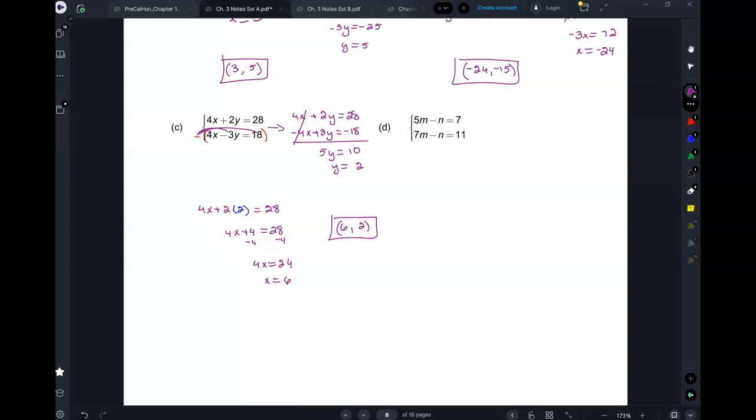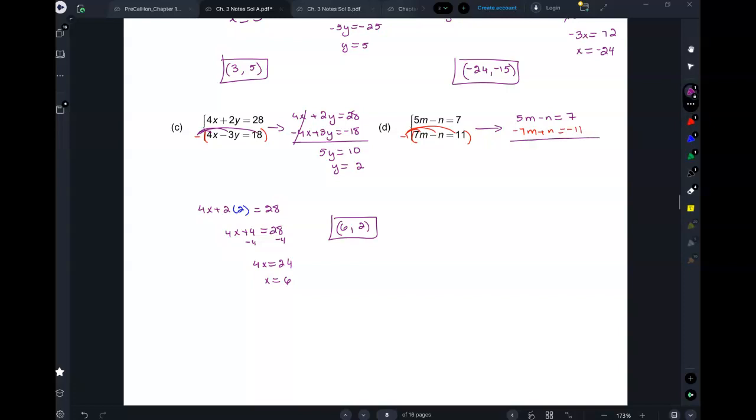Okay, here too, look, I have negative n, negative n. I'm going to multiply this one by negative 1. So 5m minus n equals 7. Here, I'm going to multiply the negative to every single one. And you see how I draw the arches like that? That reminds me, multiply to the first one and you get negative 7m. Second one, you get positive n. Third one, you get negative 11.